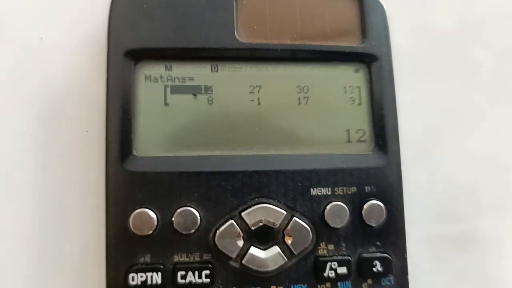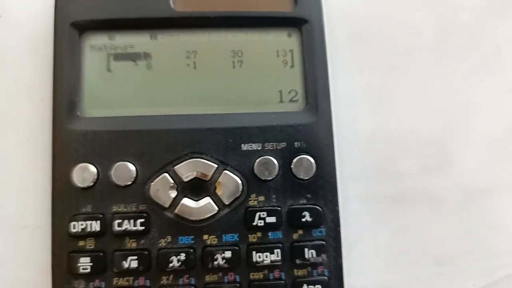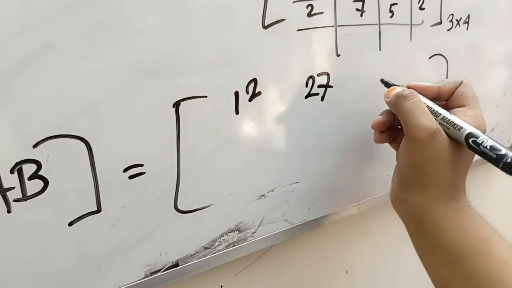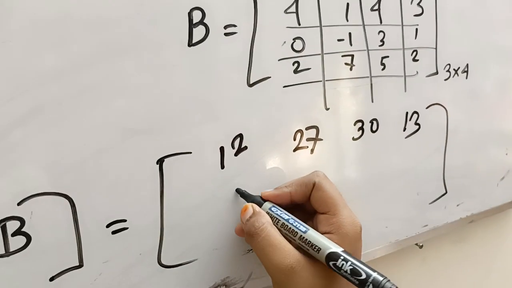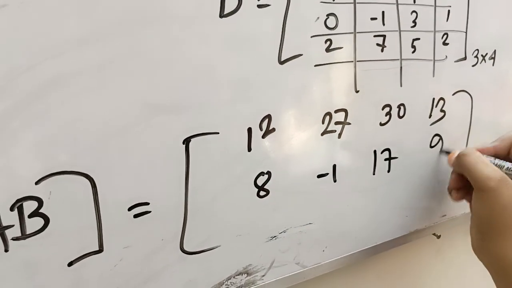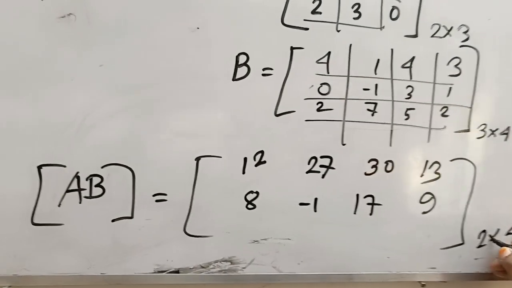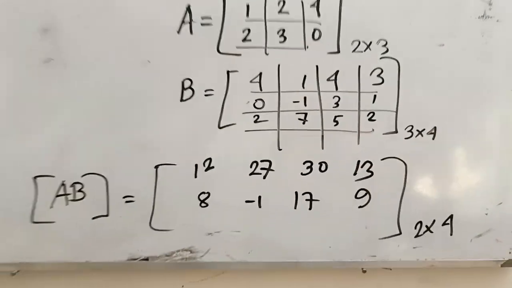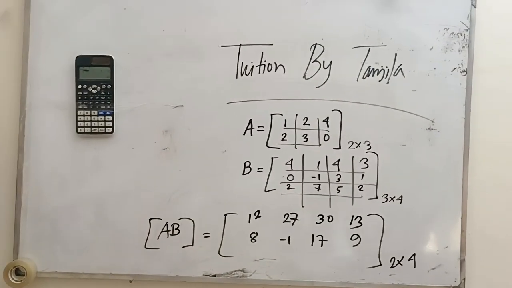12, 27, 30, 13, 8, minus 1, 17 and 9. Therefore AB equals 12, 27, 30, 13, 8, minus 1, 17, 9. That is a 2 by 4 matrix. This is how we can calculate the multiplication result of two matrices by using a calculator.